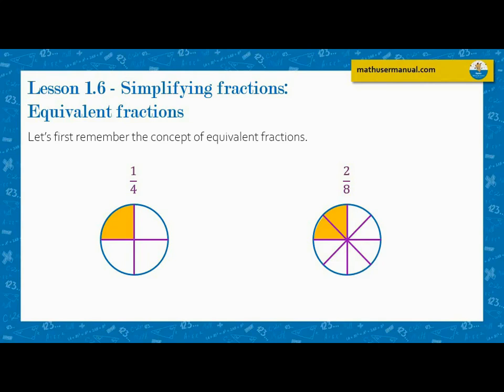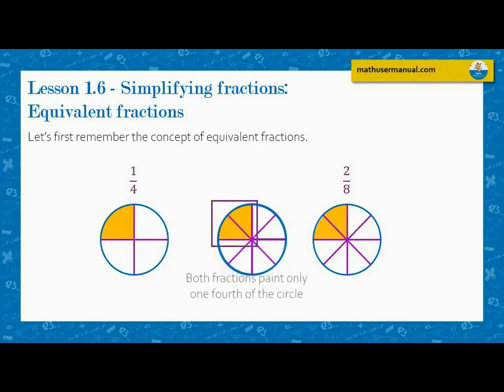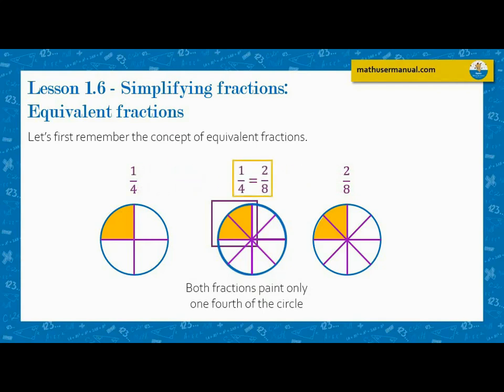We know that these two fractions are going to be equal to each other because they cover the same part of the circle. They both cover the same part of the circle, even though they have different numbers. So this is what we call equivalent fractions. Two fractions that are equal to each other, even if they have different numbers in numerators and denominators.